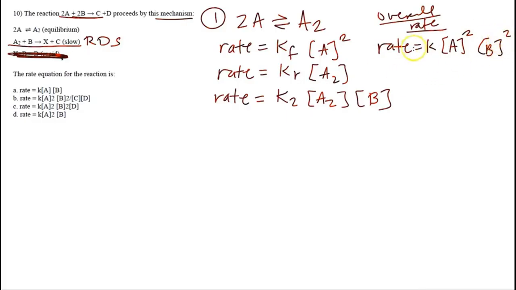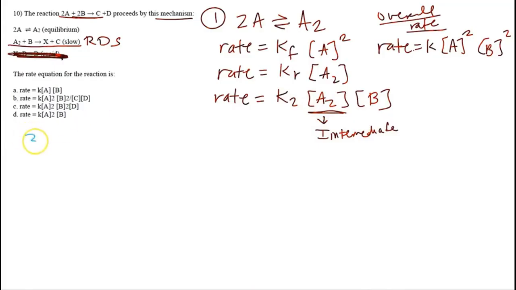This isn't our true rate, right? We have to basically predict this mechanism, and that's all going to be based on that RDS step. Now, let's talk. We have A here, and we have B, but in our rate, we only have B and A2. So yes, this is our good old intermediate. And if we have an intermediate, what do we need to do? Get rid of it. Let's go ahead and try that.